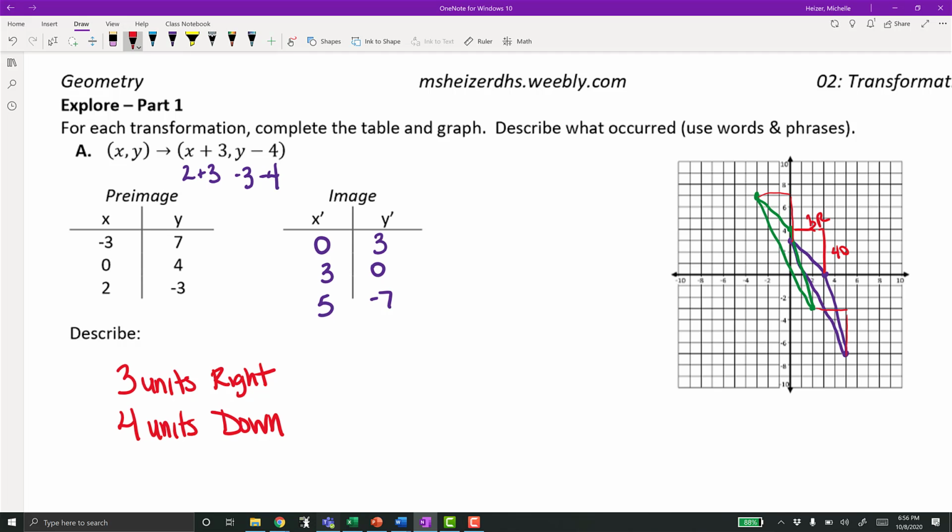And so what we want to be noticing are any connections that we can make between what we described here and what we see in our transformation notation here. So 3 units right and 4 units down. You guys just think about that. We'll be able to get to those details later, but look for those patterns, okay?